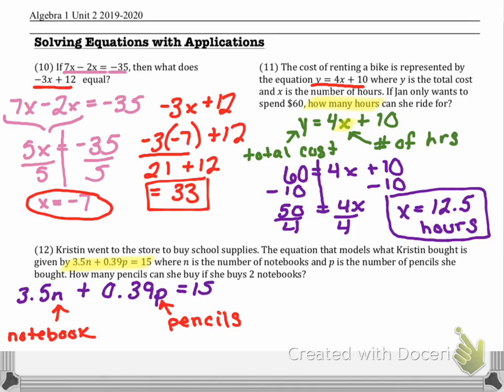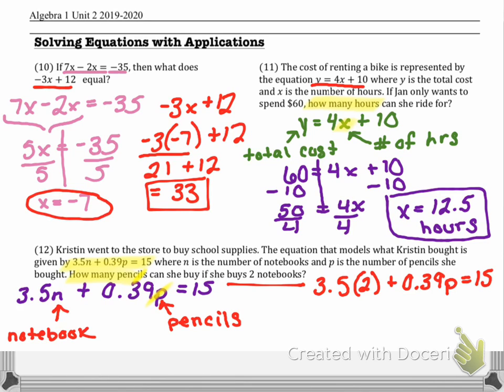Then it goes on to say, how many pencils can she buy if she buys 2 notebooks? We know that she's going to buy 2 notebooks, but what we don't know is how many pencils she can buy. So that's how we know what variable we're solving for: p. I'm going to rewrite our equation now, knowing that she's buying 2 notebooks. So 3.5, and instead of n we place 2, plus 0.39p is equal to 15.